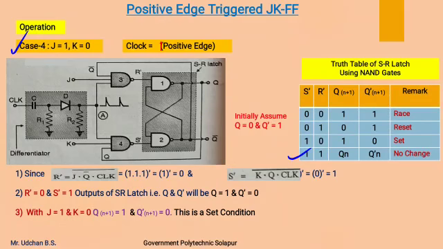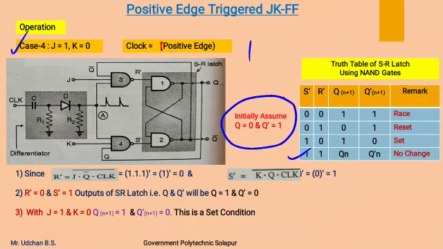Now in the next case, that is J equal to 1 and K equal to 0, again the clock is at a positive edge, meaning its value is 1. Before proceeding to the operation, we consider the initial values of Q and Q complement as 0 and 1 respectively, meaning the output is in the reset state.